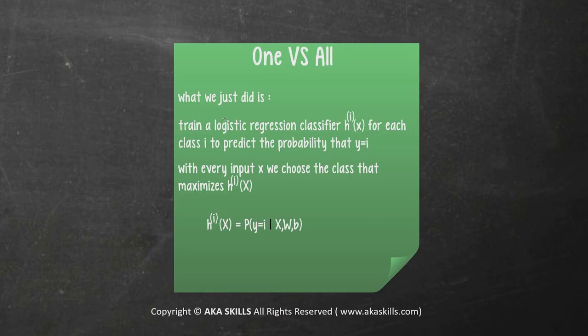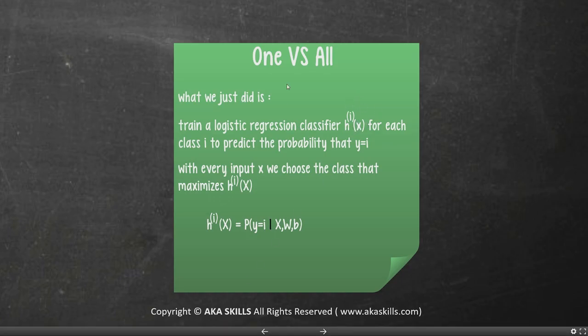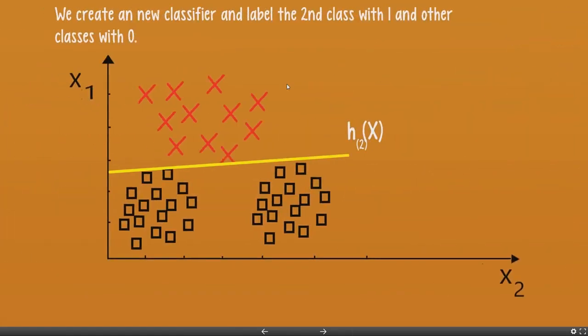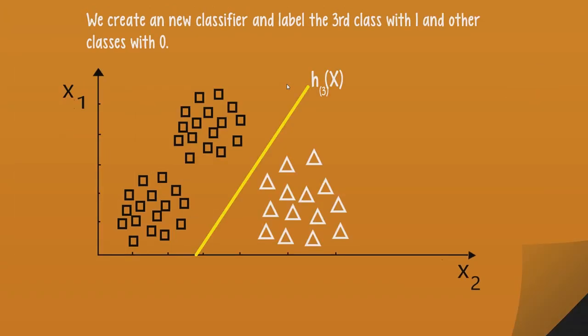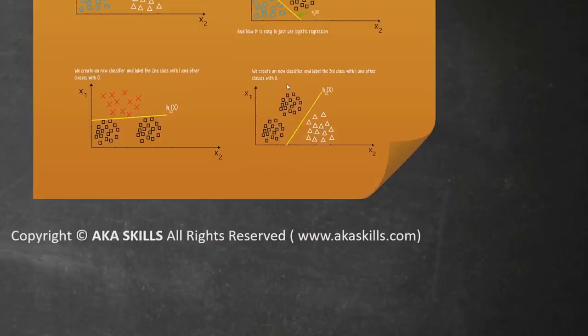So what did we just do? Again, we train a logistic regression classifier h subscript i of x for each class i to predict the probability that y equals i. That means we're going to do the logistic regression i times, which is the number of classes. As in the example we saw, we have 3 classes, 1, 2, and 3, so we're going to have 3 classifiers, a classifier for each class, and we calculate the probability.